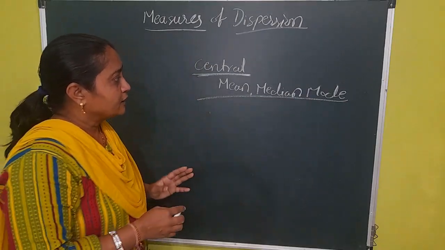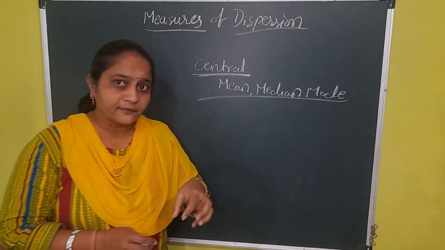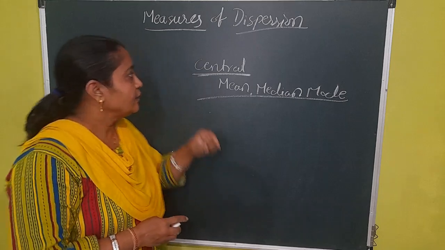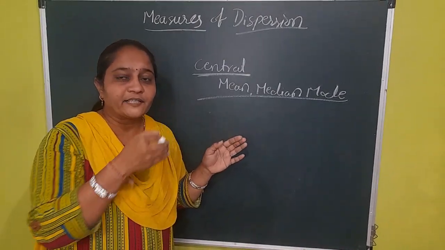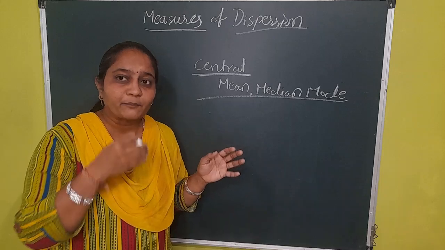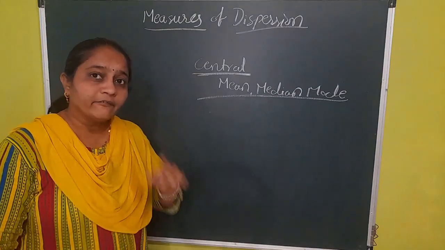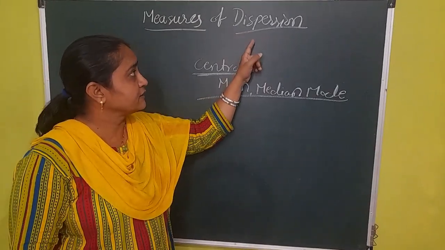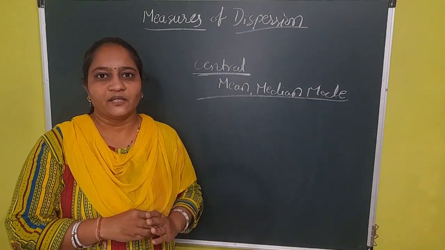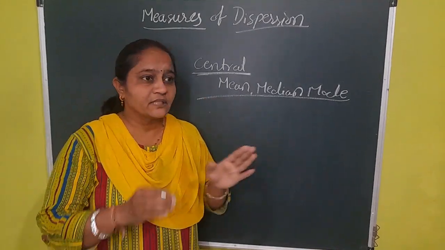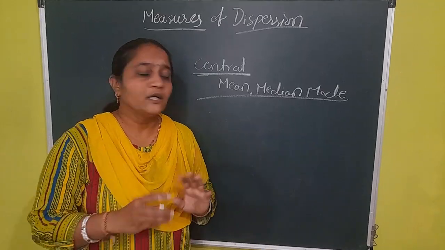But whatever central tendency place we got, how far is it from the separate data values? Whatever we study under dispersion is how far the values are from the average. Dispersion means how far away from the average.